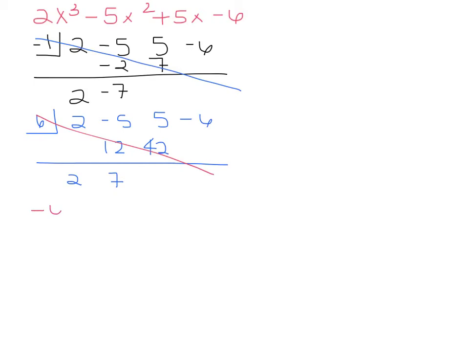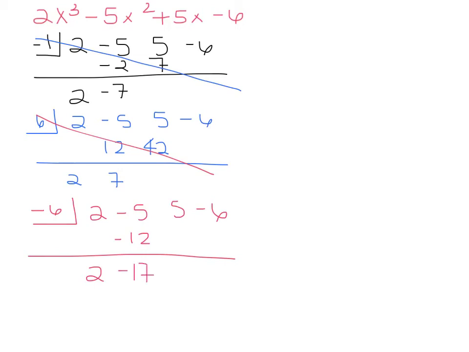So maybe try negative 6 now. 2, negative 5, 5, negative 6. Bring down the 2. That gives me negative 12. And that gives me negative 17. Negative 6 times negative 17, I don't think that's going to get me anywhere. That's 102. Okay, so that's not going to get me to 0.